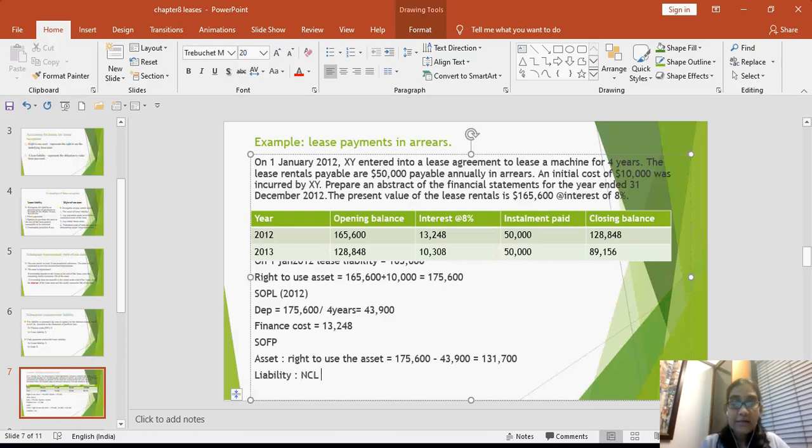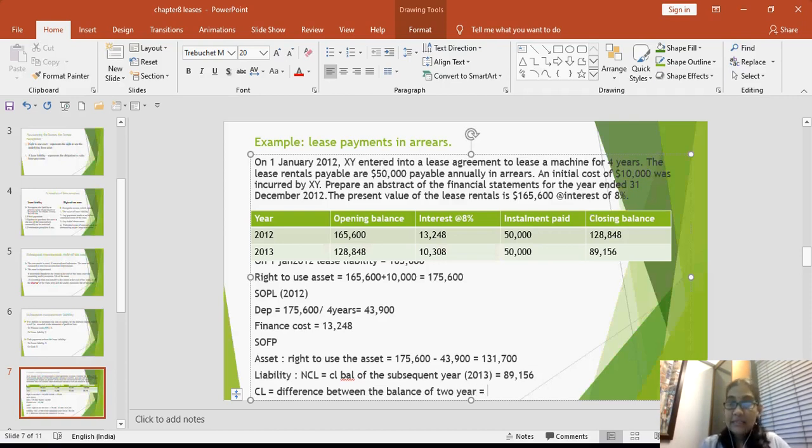One is the non-current liability, which is equal to the closing balance of the subsequent year, which is 2013 in this case. Okay, because it will take more than 12 months to pay this liability, the balance will be non-current liability of 89,156. And you will recognize a current liability which is equal to the difference between the balances of 2 years.